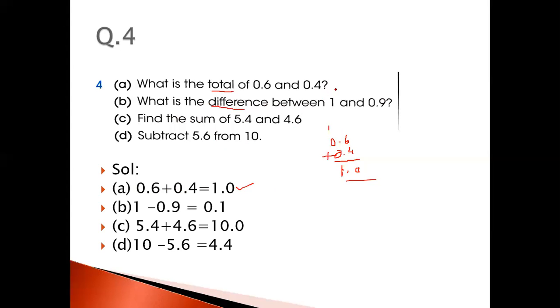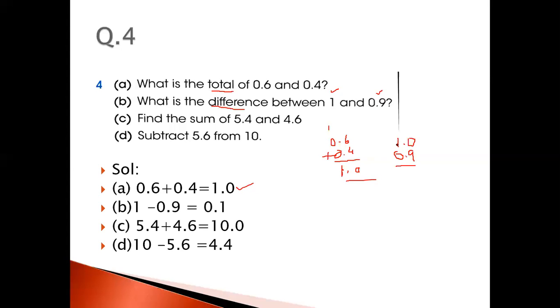1 is a whole number, and the other number is given in decimal form. So we will write the question this way: 1 we can write in the form of a decimal, 1.0, because we are going to subtract 0.9. 1.0 and 1 are the same, but we will choose 1.0 because we are going to solve the subtraction using 0.9, and we need to put the decimal below the decimal. That is why we are using 1.0 in the question.